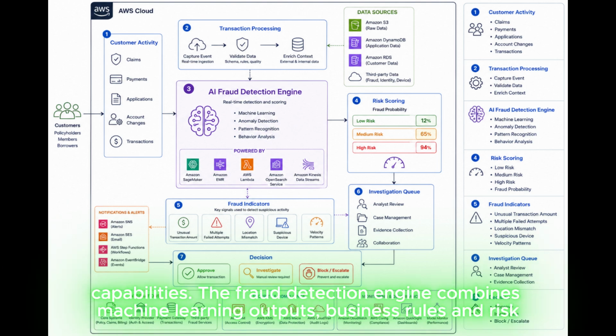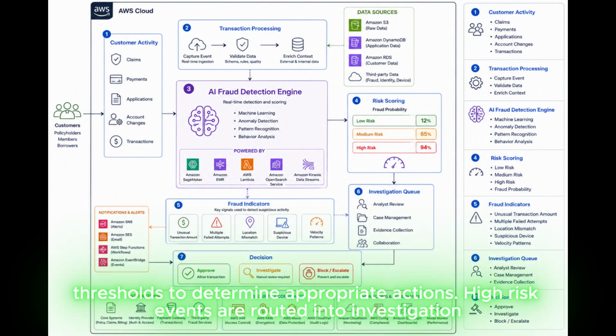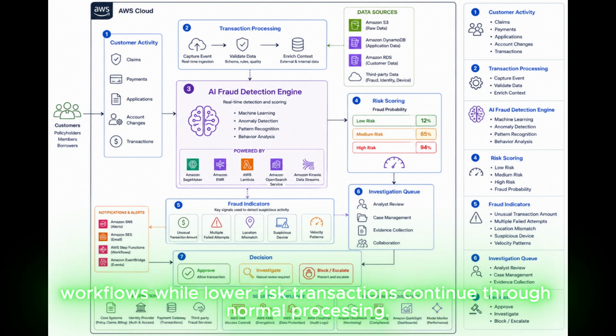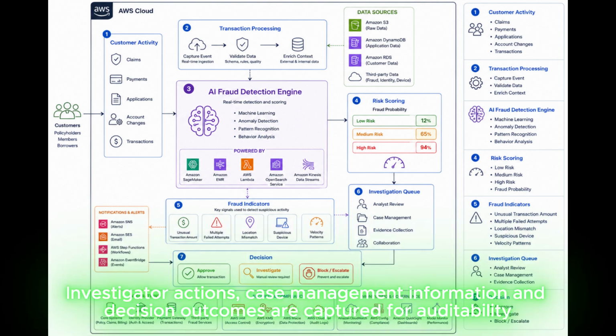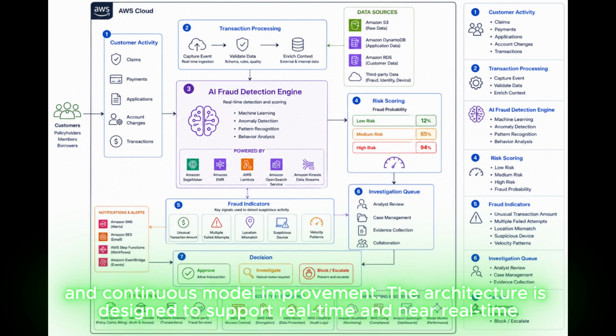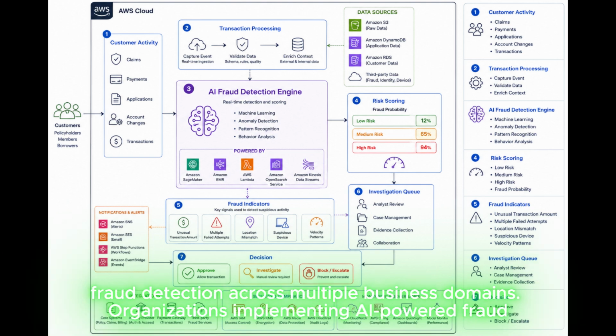The fraud detection engine combines machine learning outputs, business rules, and risk thresholds to determine appropriate actions. High-risk events are routed into investigation workflows, while lower-risk transactions continue through normal processing. Investigator actions, case management information, and decision outcomes are captured for auditability and continuous model improvement. The architecture is designed to support real-time and near real-time fraud detection across multiple business domains.